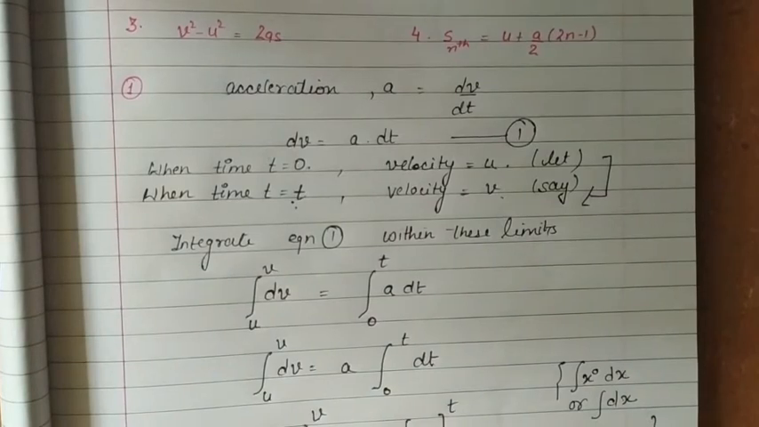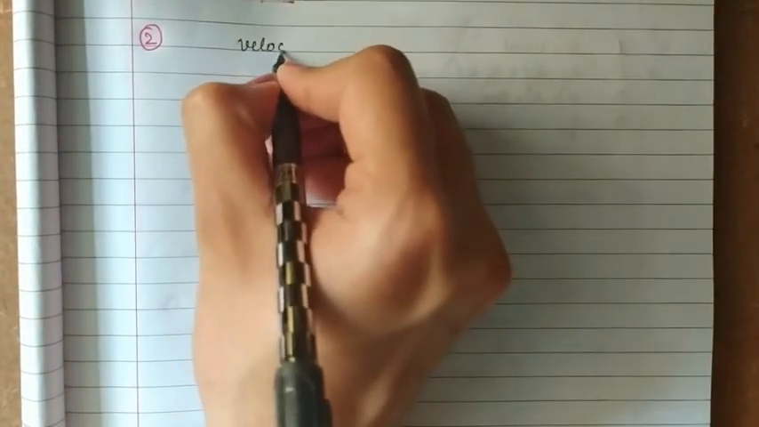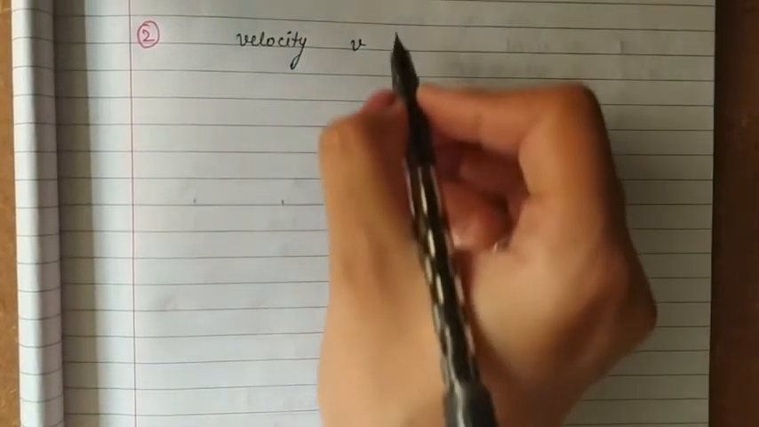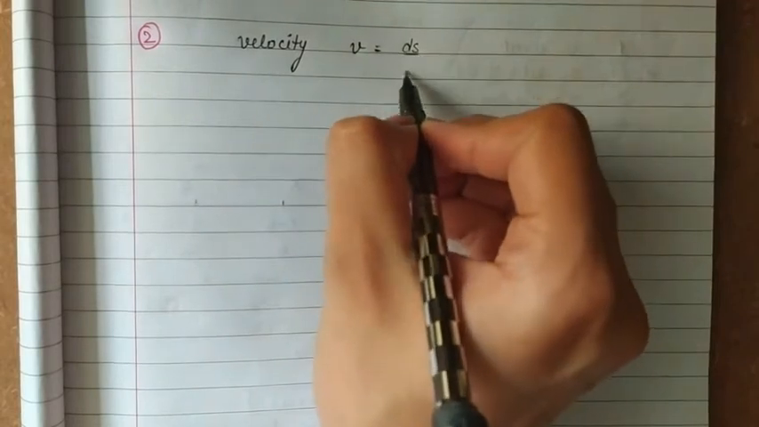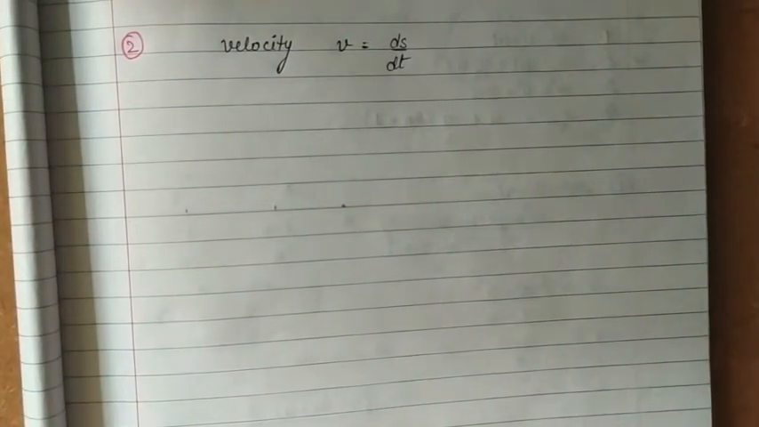Now moving to the second equation of motion. For the second equation of motion, we are going to use the definition of velocity. So according to the definition of velocity, it is given as the rate of change of displacement. So v is equal to ds over dt. This is the velocity v from its definition.